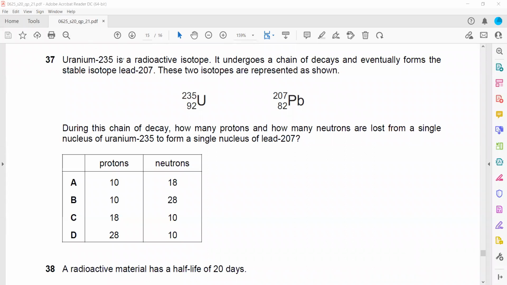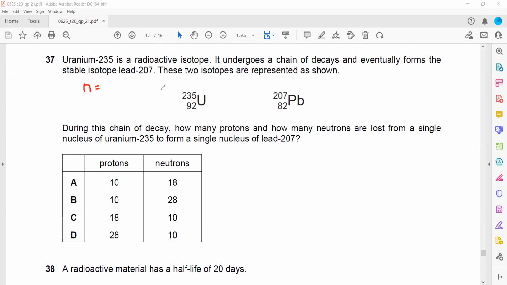In this question we have uranium 235, which is a radioactive isotope. It undergoes a chain decay, emitting particles, and eventually forms the stable isotope lead 207, and these two isotopes are represented as shown. During this chain of decay, how many protons and how many neutrons are lost? So how to identify? First we want to find the number of neutrons in uranium.